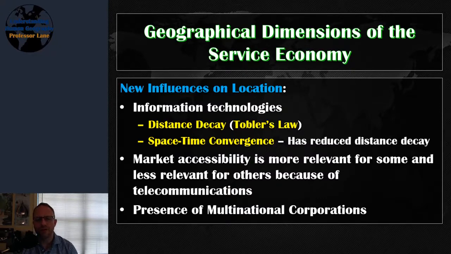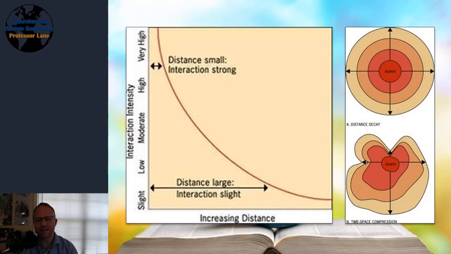Improvements in information technologies and transportation methods have resulted in the reduction of distance decay through a process known as space-time convergence. Now, distance decay is represented in this graph. As people are closer to each other, they are more likely to interact with one another. As distance increases, they are less likely to interact. The term distance decay is related to Tobler's law, which states, quote, "Everything is related to everything else, but near things are more related than distant things."